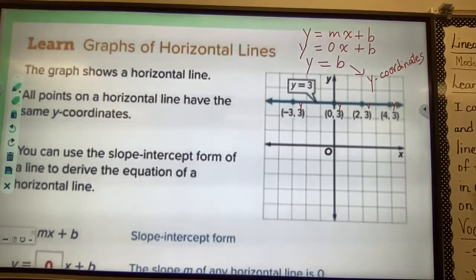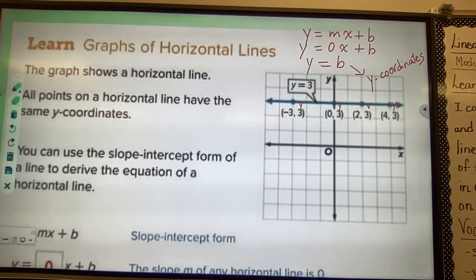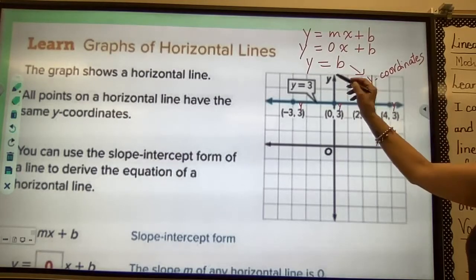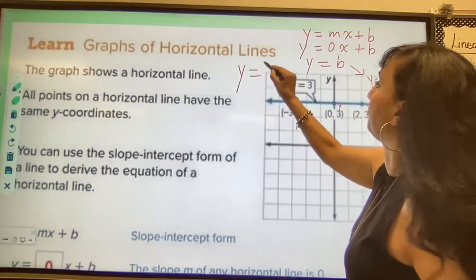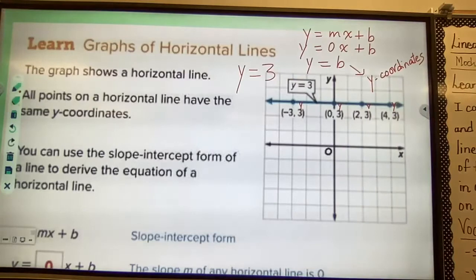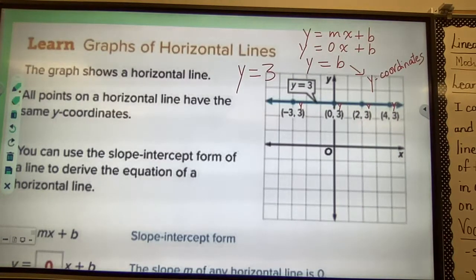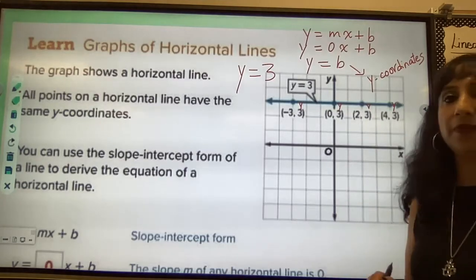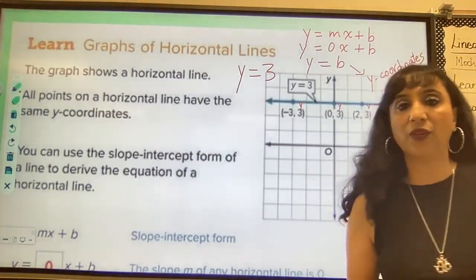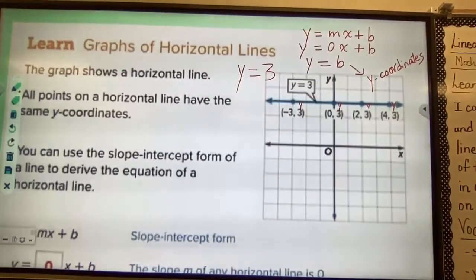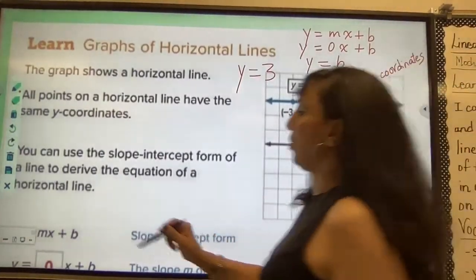So let's say, why does it make sense that the equation of the line is y is equal to 3 in this case? Over here. All right. So it doesn't matter, no matter what point falls on the line, the y coordinate of that point will always be equal to 3. And that's what I was trying to show you. Okay. Now, let's graph a horizontal line.